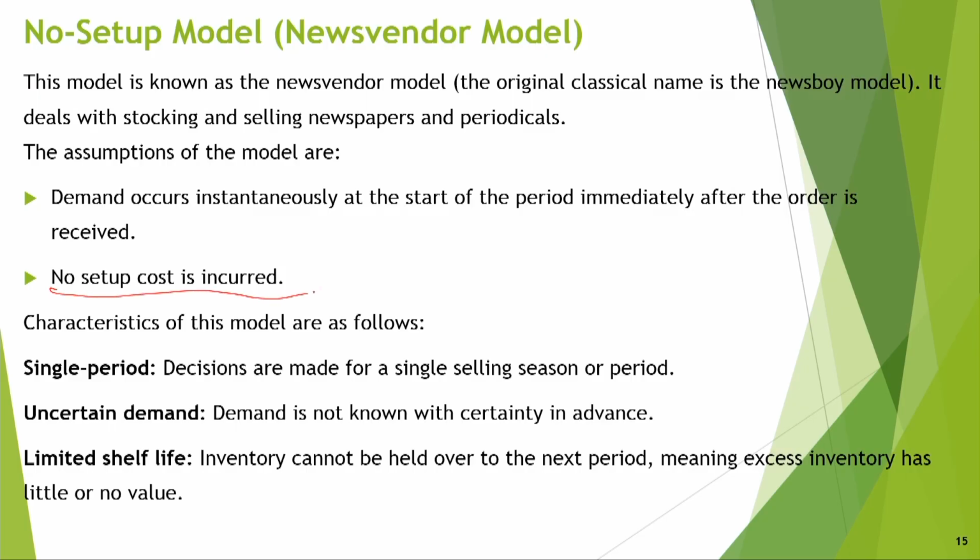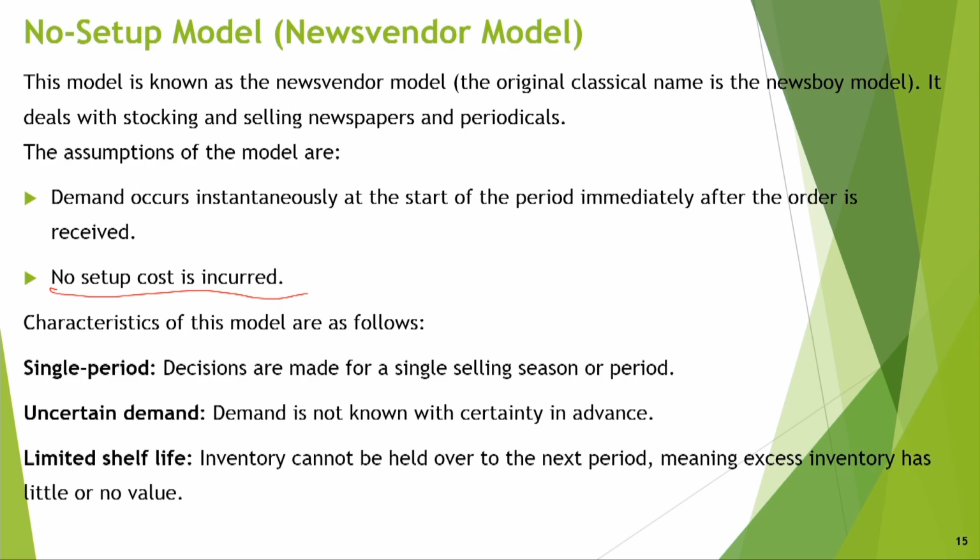Assumptions of the model are: demand occurs instantaneously at the start of the period, immediately after the order is received. No need to hold etc., because he will go at 6 o'clock in the morning and by 7 o'clock he wants to give the newspaper at each house, as early as morning. After that the whole day is free, only the morning newspaper is sold. No setup cost is incurred, so for ordering there is no question of setup cost. There are models with setup cost also, that is one topic ahead. We can add that also, but right now we are making things simple. He just goes and purchases.